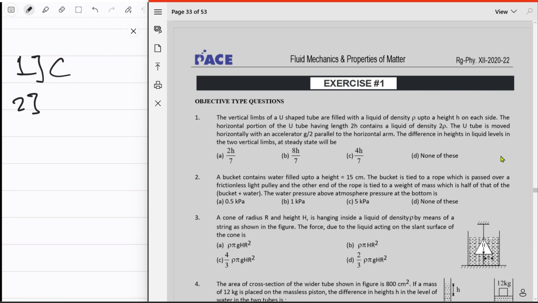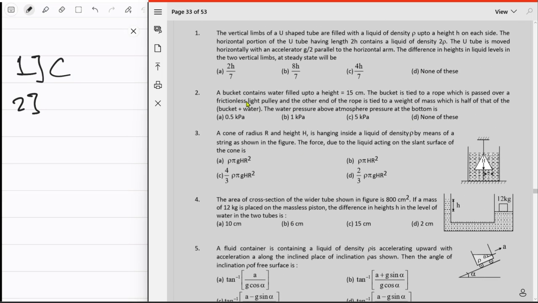Second is a bucket contains water filled up to a height of 15 centimeters. The bucket is tied to a rope which is passed over a frictionless light pulley, and the other end of the rope is tied to a weight of mass which is half of that of the bucket plus water.